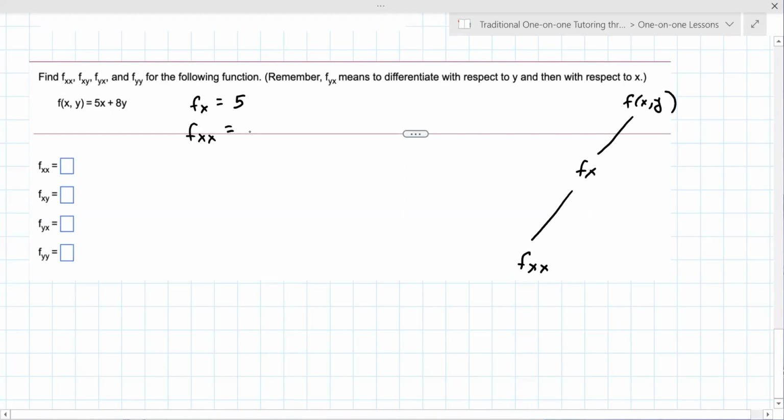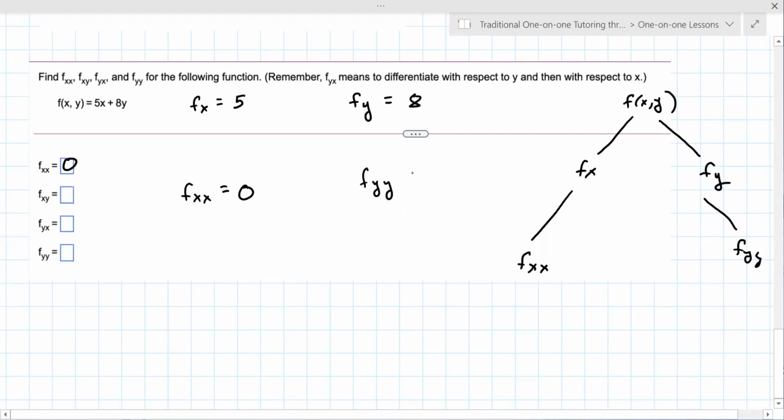So we want to take another derivative here. What is the derivative of a constant? It's 0. Excuse me, 0. Okay. And then that would be the same for fy. Let me just go through this a little. We'll do fy, and what I like to do is do it off to the side here, and then there's fyy. So fy is 8, fyy is 0.